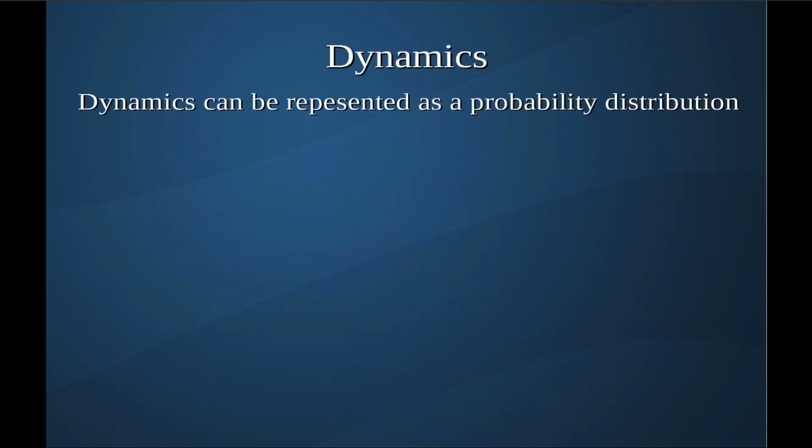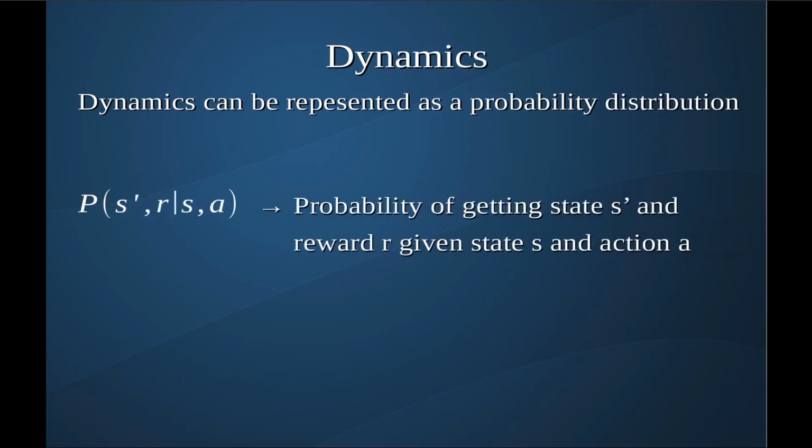So now that we have our basic definitions out of the way, we can start to think through the mathematics of the reinforcement learning problem. From the agent's perspective, it has no idea how its actions affect the environment, so we have to use a probability distribution to describe the dynamics. This probability distribution is denoted P of S prime and R given S and A, which just reads as the probability of ending up in state S prime and receiving reward R given we are in state S and take action A.